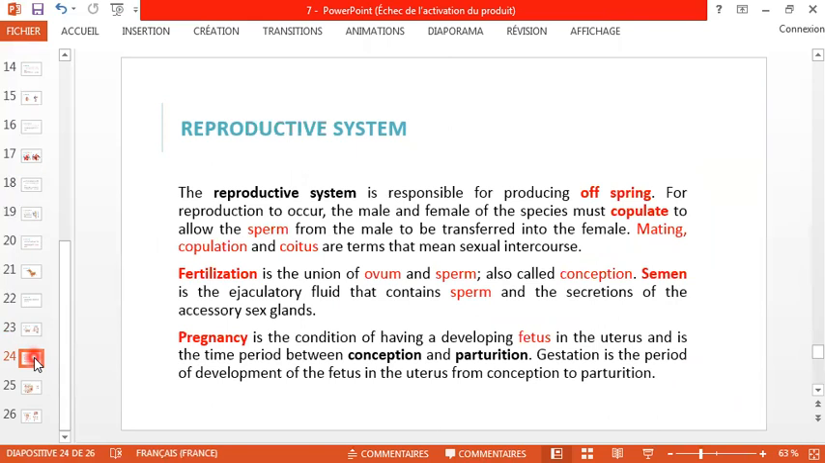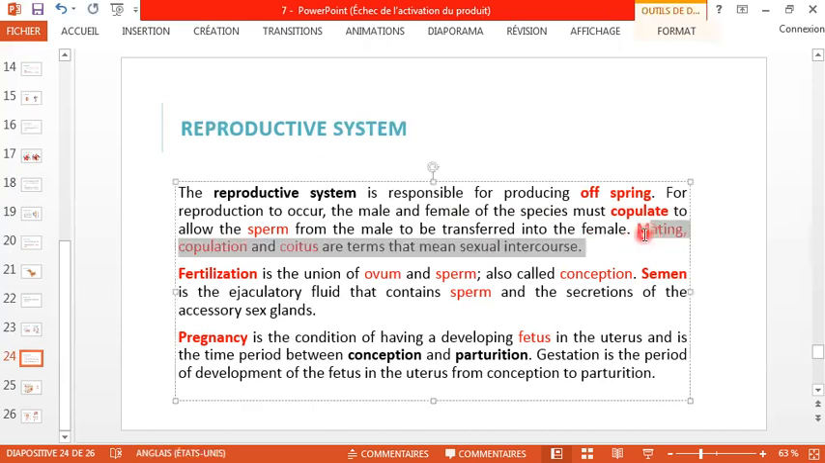The reproductive system produces une descendance, offspring, or misba; both are translated in English by the word offspring. For reproduction to occur, you need the meeting of a male and a female of the same species, which must copulate. They have a relation and mating, to be transferred into the female. Mating and coitus are terms that mean sexual intercourse.